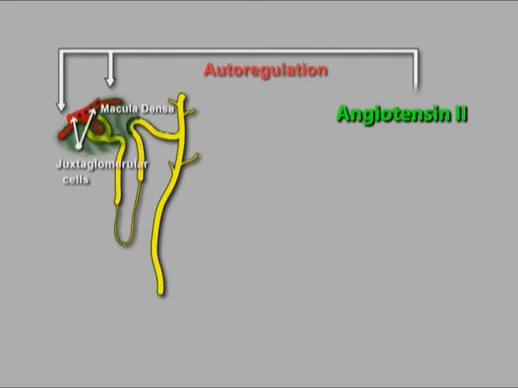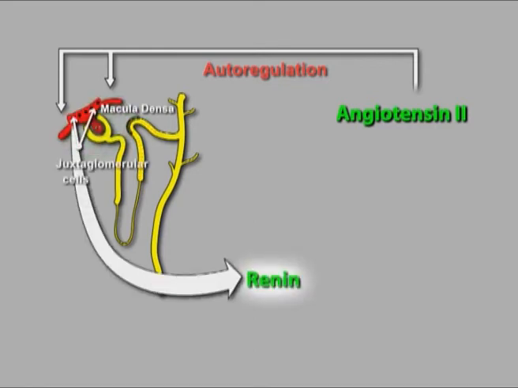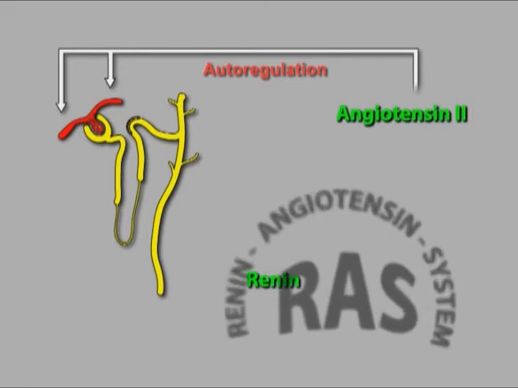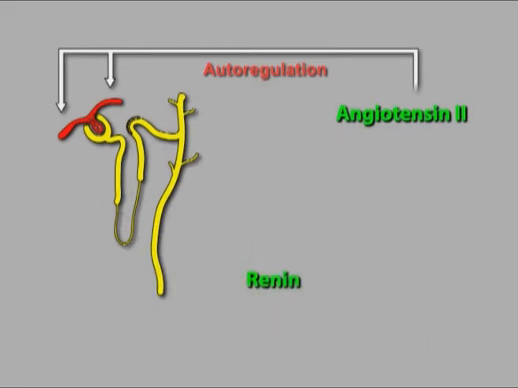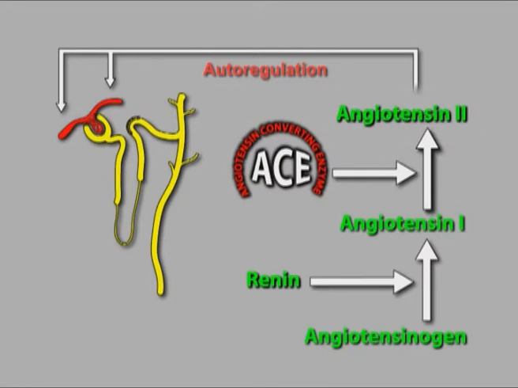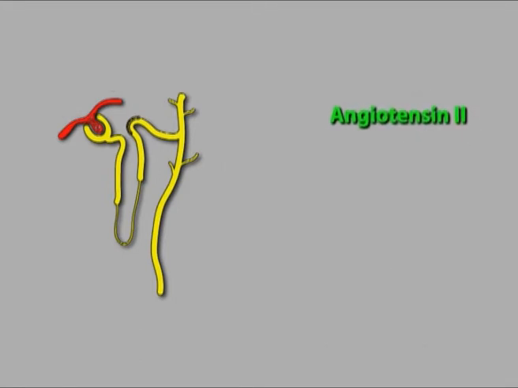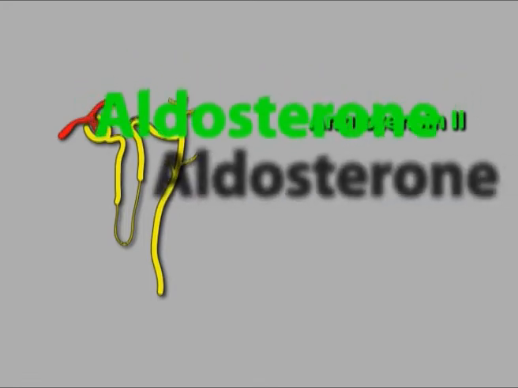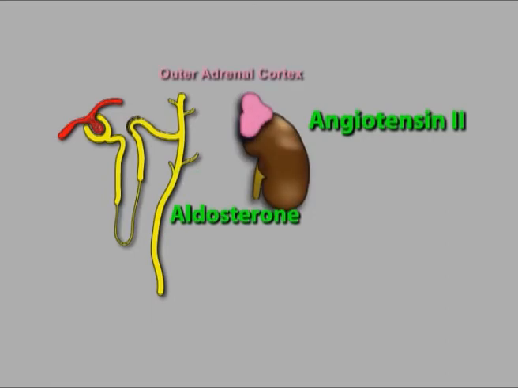The juxtaglomerular cells respond by producing renin, which sparks the renin-angiotensin system. This is a cascade of enzymatic activity resulting in the production of angiotensin II. Angiotensin II also mediates a second important response, notably the production of a steroidal hormone, aldosterone, from the outer cortex of the adrenal gland.